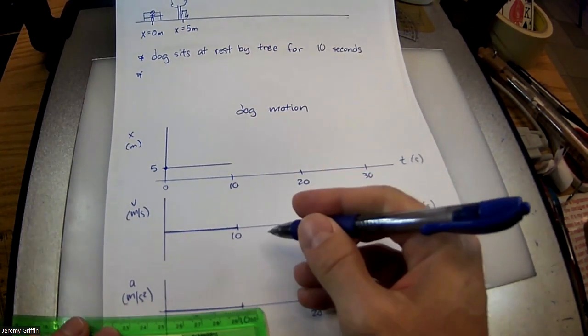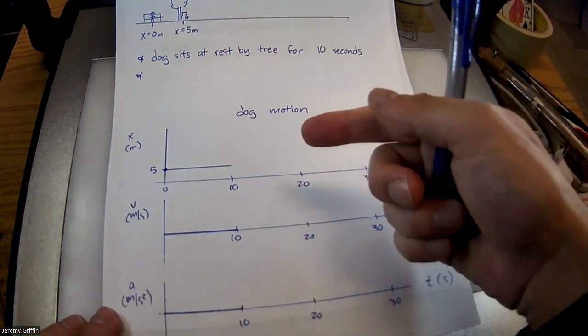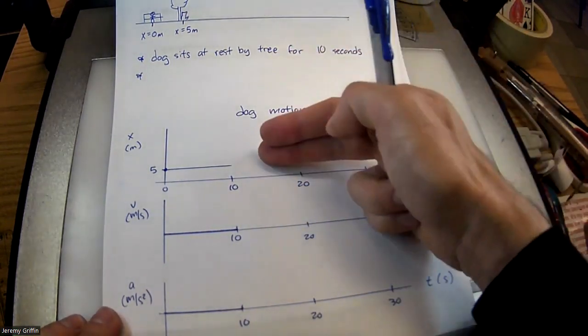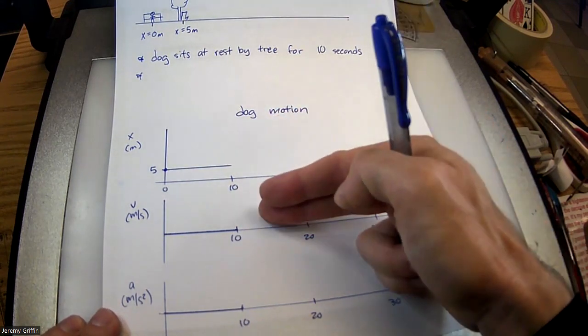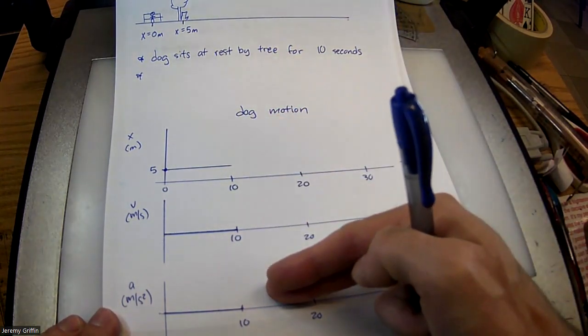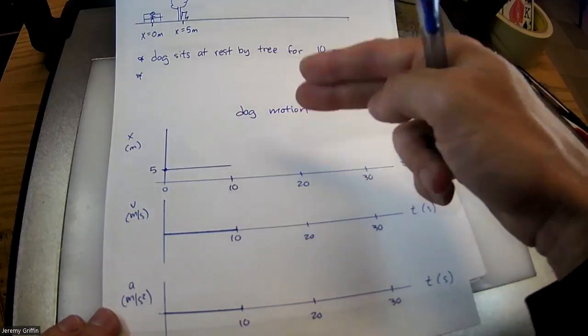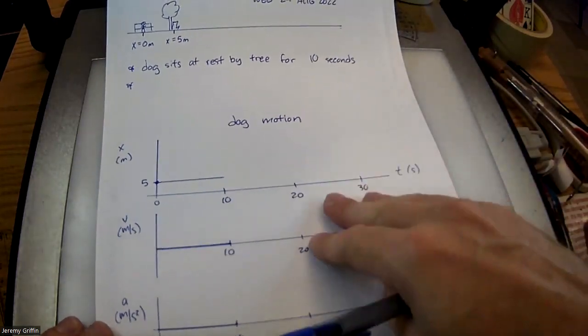Or if you like, properties of graphs. You guys remember yesterday, I told you the slope of the x versus t tells you v versus t, and the slope of v versus t tells you a versus t, right? And since all the slopes are 0, then every graph after this is 0. All right, next point of the story.